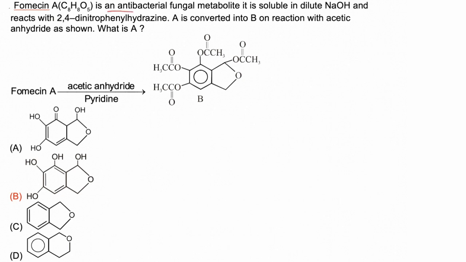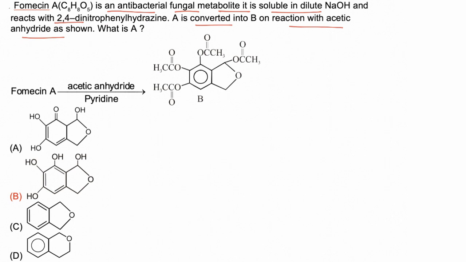Formycin A is an antibacterial fungal metabolite. It is insoluble in dilute NaOH and reacts with 2,4-DNP. A is converted into B on reaction with acetic anhydride. What is formycin A?